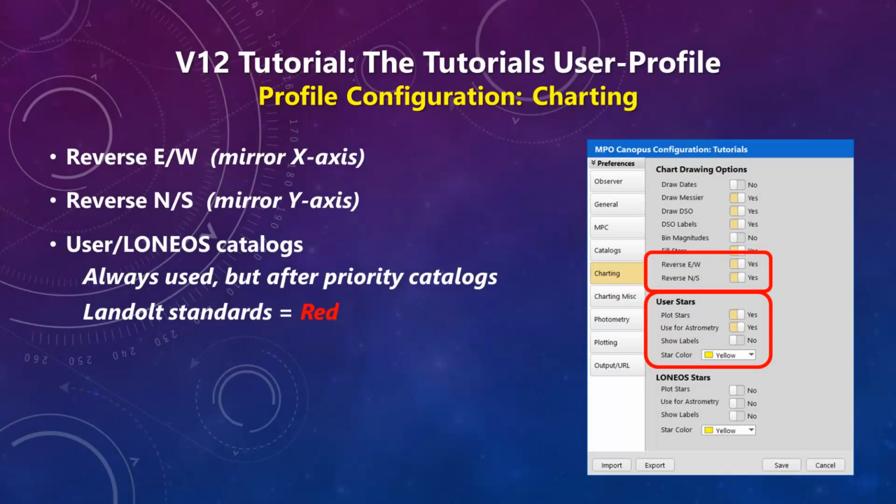The most important settings here are reverse, east-west, and north-south. For AutoMatch to work, the initial chart generated by the program must come close to matching the scale and orientation of the image. A setting on the Charting Miscellaneous tab is also important in this regard. When the Landolt catalog is plotted, Landolt stars are always plotted using red.